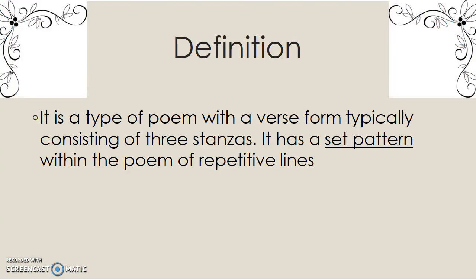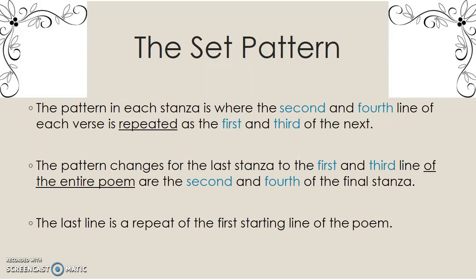First of all, the definition of a Pantoum poem is that it is a poem with a verse form typically consisting of 3 stanzas. It has a set pattern within the poem of repetitive lines. That set pattern being that the second and fourth line of each verse is repeated as the first and third of the next. Each stanza, therefore, has 4 lines.